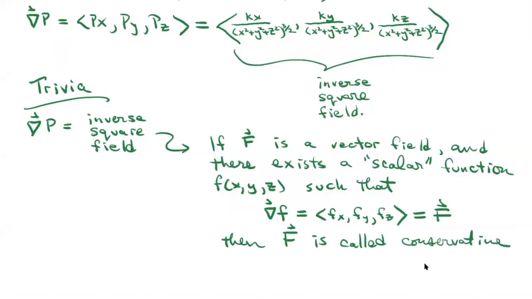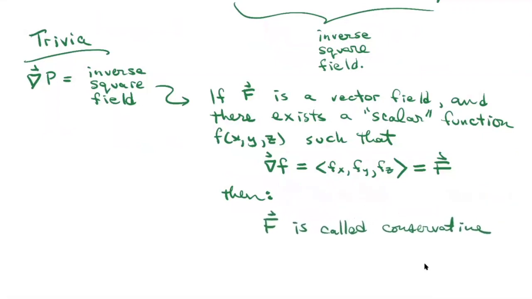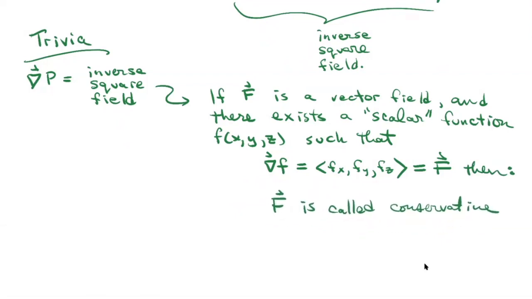Okay, so this is actually a list. Let me move these down so it's for the list. Okay. Bullet points. Big F is conservative. Little f is the potential function for big F.